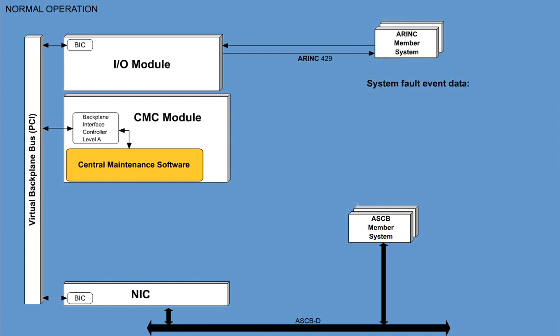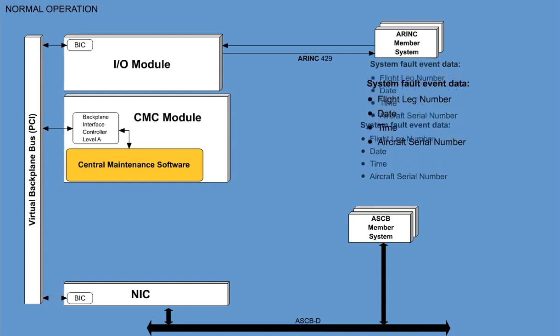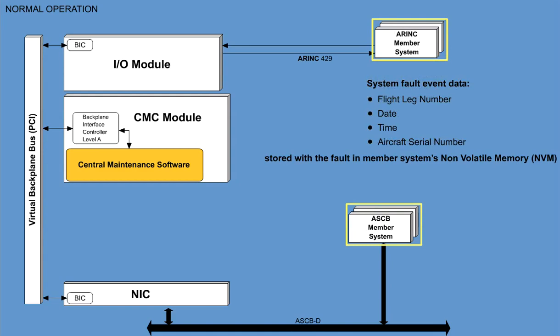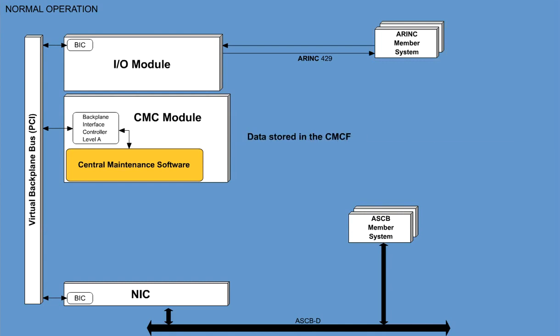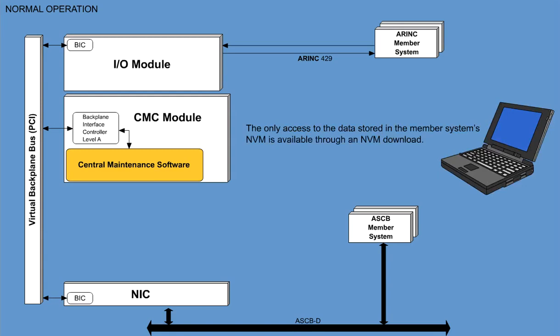The system fault event data, such as flight leg number, date, time, and aircraft serial number, is information which is recommended to be stored with the fault in the member system's non-volatile memory. The data stored in the CMC-F is used during maintenance mode, and the member system supplier also uses it for repair of their failed unit. The only access to the data stored in the member system's non-volatile memory is available through a non-volatile memory download.